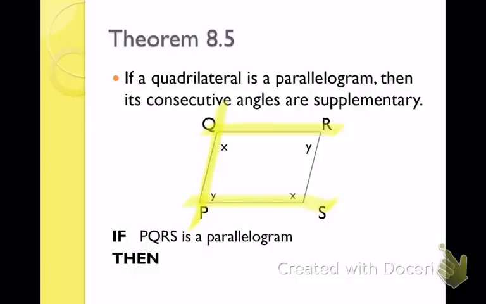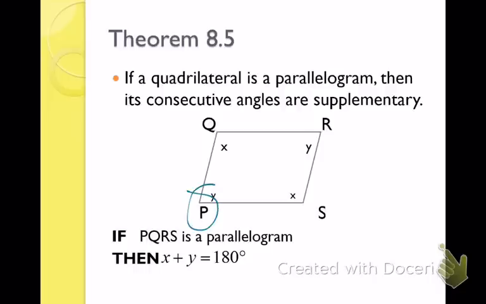You can go all the way around the parallelogram doing the same thing to eventually get to the point where we realize that if a quadrilateral is a parallelogram, then the consecutive angles are supplementary. Consecutive angles come from consecutive interior angles, or the angles that are sort of next to each other as you go through the shape. Okay, they're going to be supplementary. Okay? That's theorem 8.5. If we go back up to the theorem we just skipped, I'll show you this.